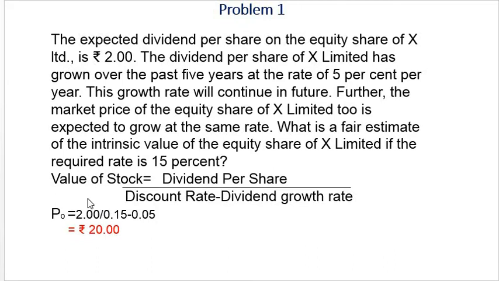So we take the dividend per share ₹2 divided by, it is actually taken in percent, 15 divided by 100 is 0.15 minus 5 divided by 100 is 0.05. So we have 0.15 minus 0.05. So 2 divided by 0.15 minus 0.05 is 2 divided by 0.1, which is ₹20. So the value of the stock at present will be ₹20. This is the answer we have got. This is a very simple, easy calculation, so you have nothing to worry about much, students.